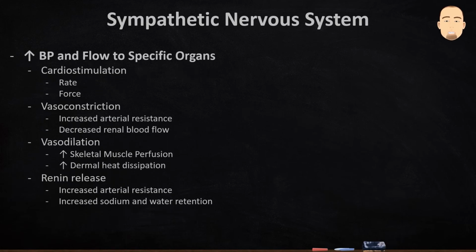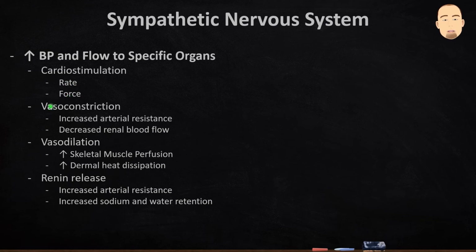In general, the sympathetic nervous system is pro-increase in blood pressure and blood flow to specific organs. So generally, it raises blood pressure. It causes cardiostimulation. It actually increases the rate of the heart. So that would be through beta-1 receptors, and the force of contraction also through beta-1 receptors. So that's chronotropy and inotropy.